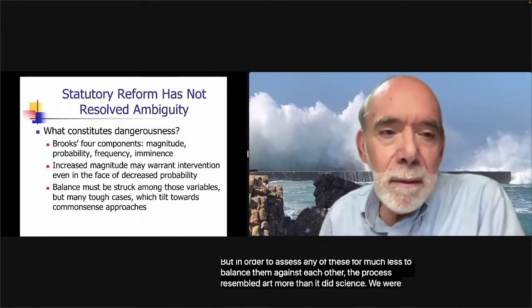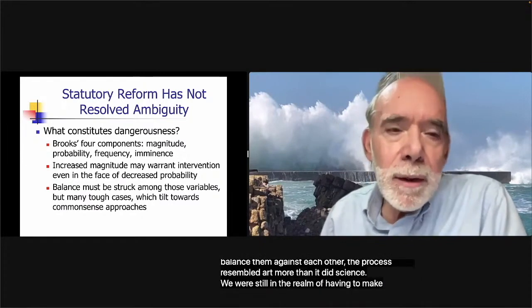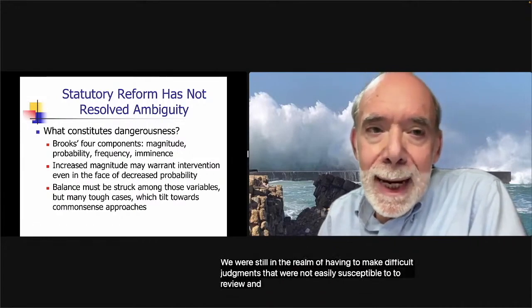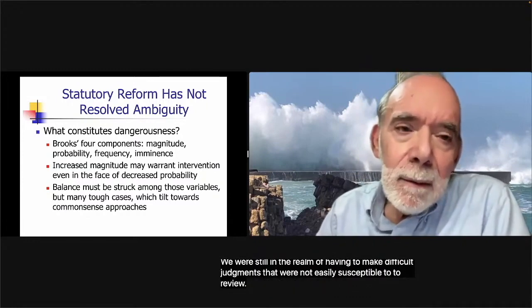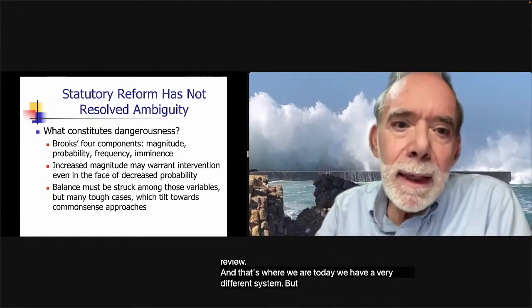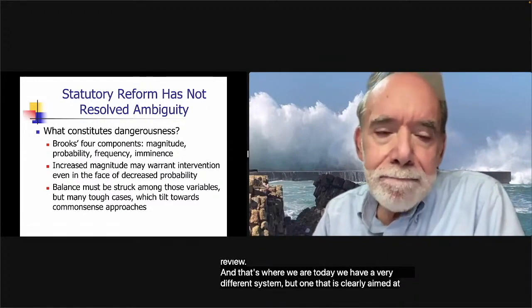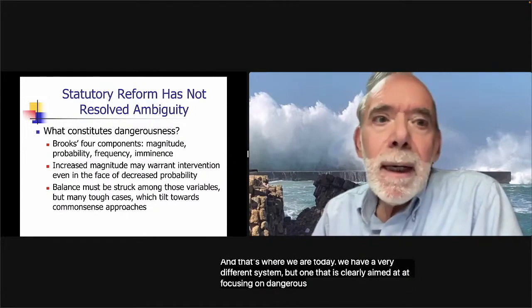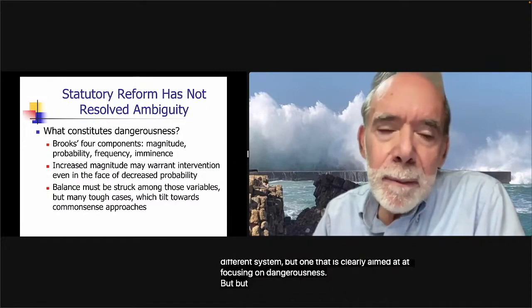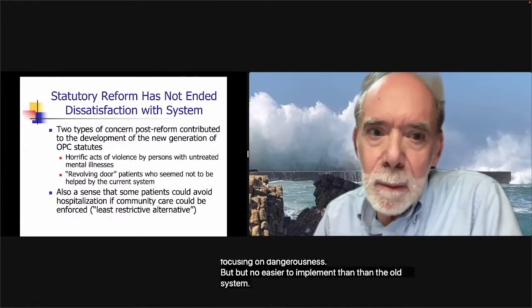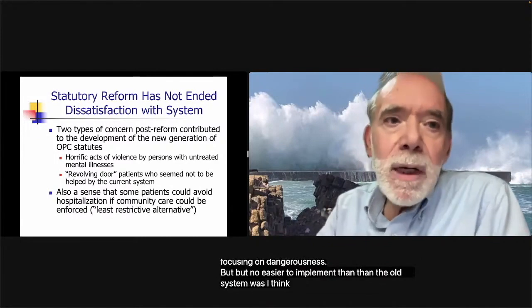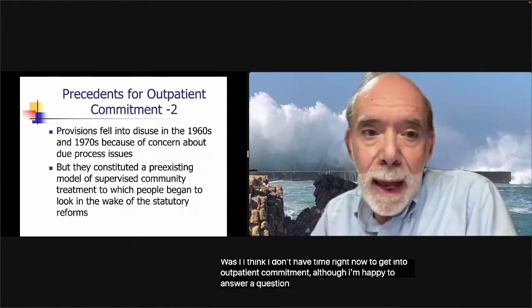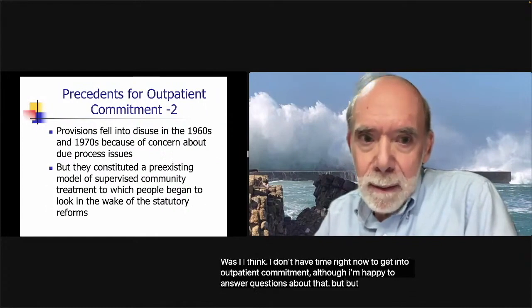We were still in the realm of having to make difficult judgments that were not easily susceptible to review. And that's where we are today. We have a very different system, but one that is clearly aimed at focusing on dangerousness, but no easier to implement than the old system was. I don't have time right now to get into outpatient commitment, although I'm happy to answer questions about that. But let me wrap up.